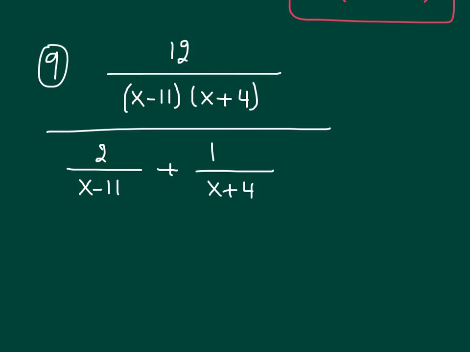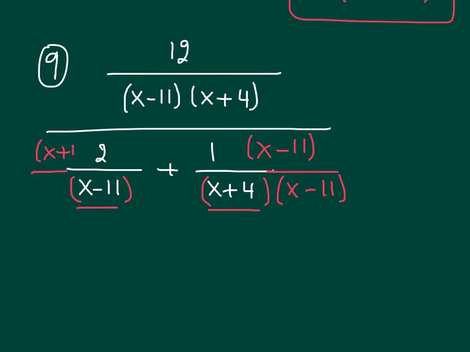I want you to look only at the denominator. We have to do a common denominator in the denominator. The common denominator here is going to be the product of x minus 11 and x plus 4, which means I have to multiply here top and bottom by x minus 11. And here I have to multiply by x plus 4 on the top and on the bottom. So now if you look at these two denominators, they look exactly the same.